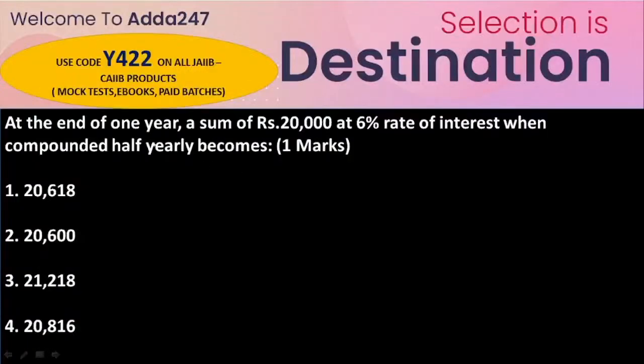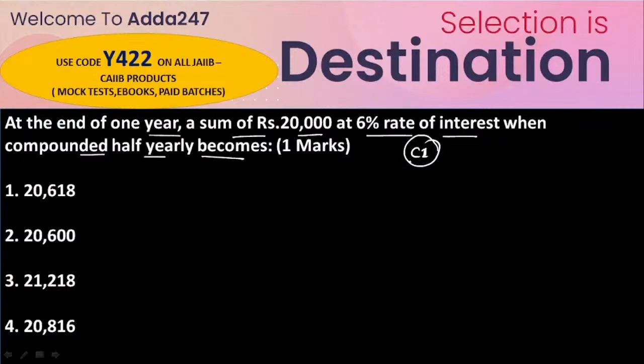So the first question is: at the end of 1 year, a sum of 20,000 rupees at 6% rate of interest, when compounded half yearly, becomes. As we all know, this question is from compound interest, and this is from the chapter of the calculation of interest.